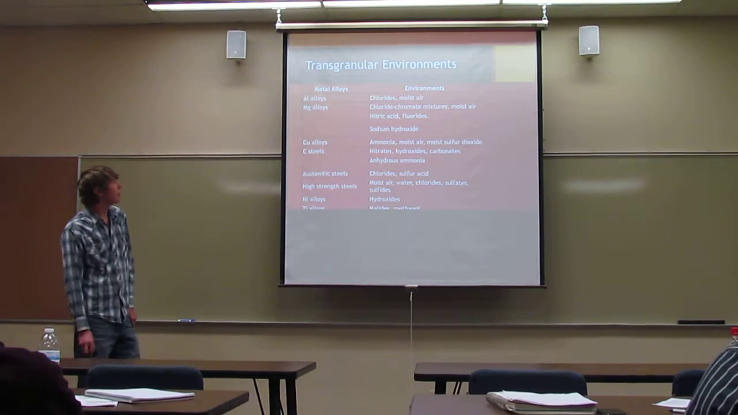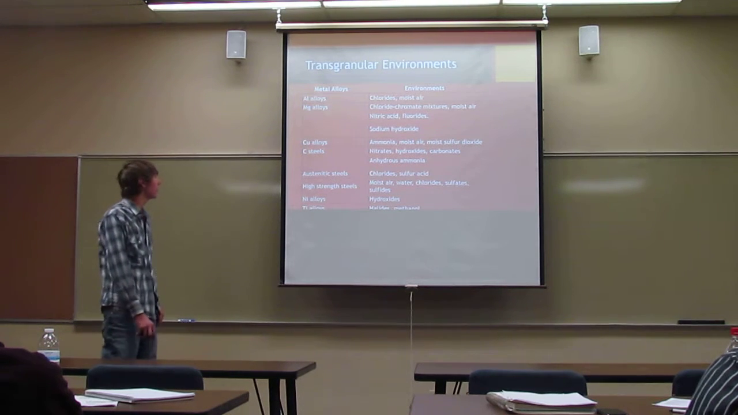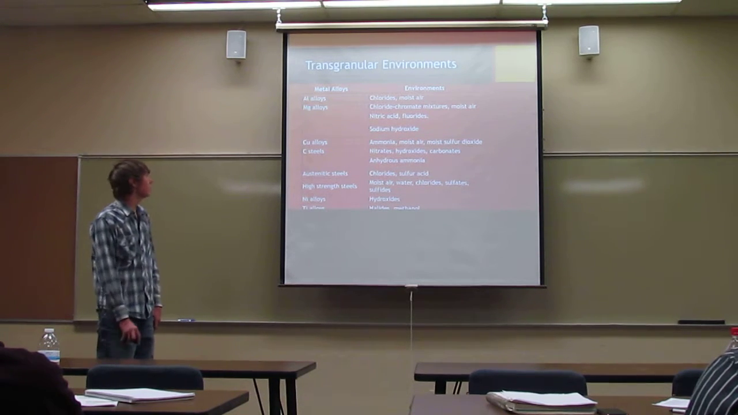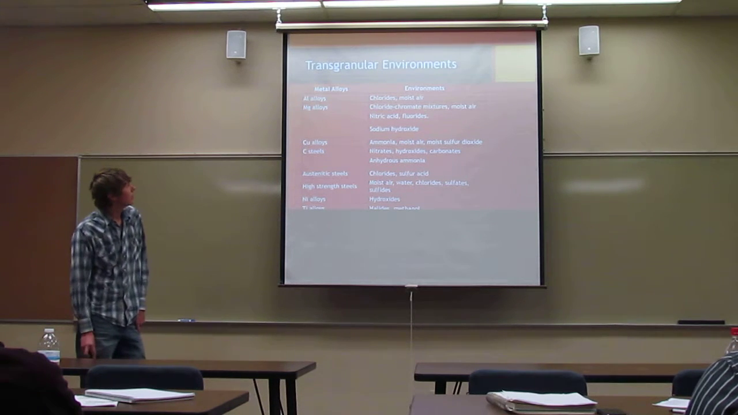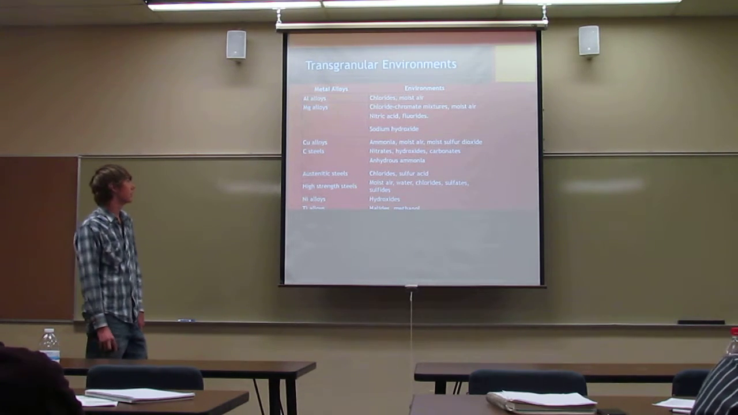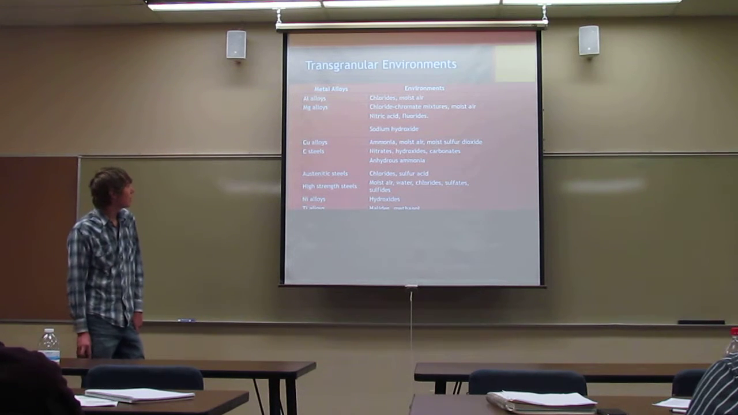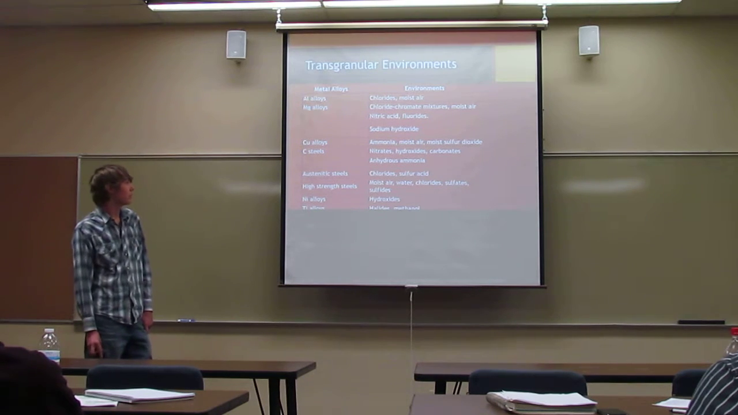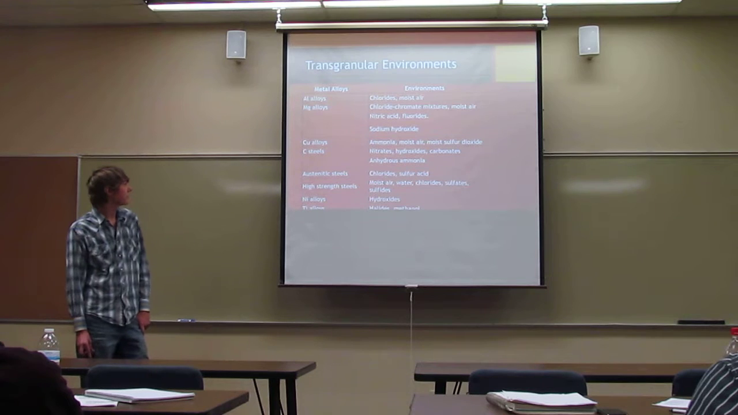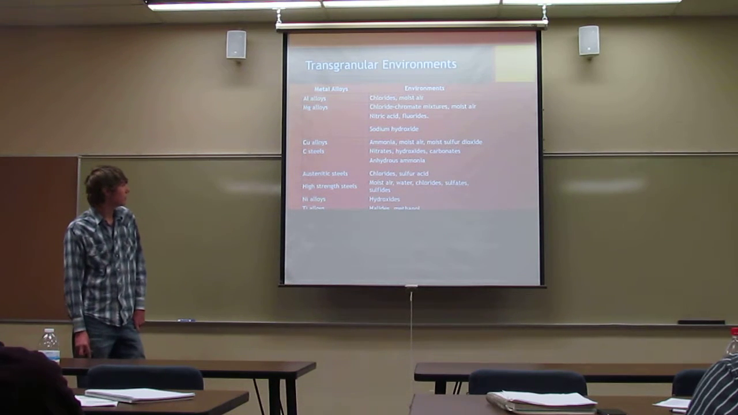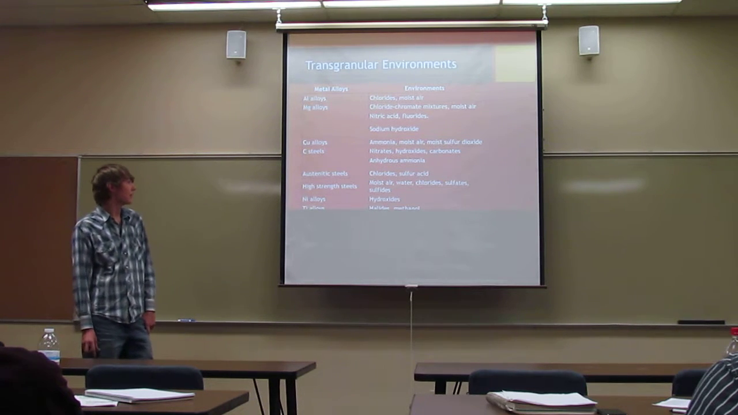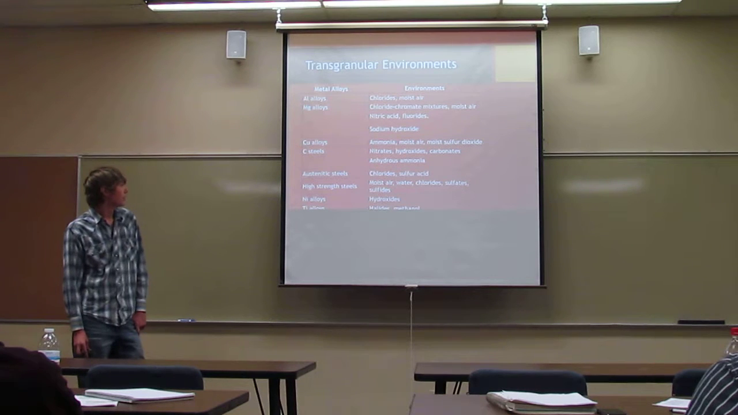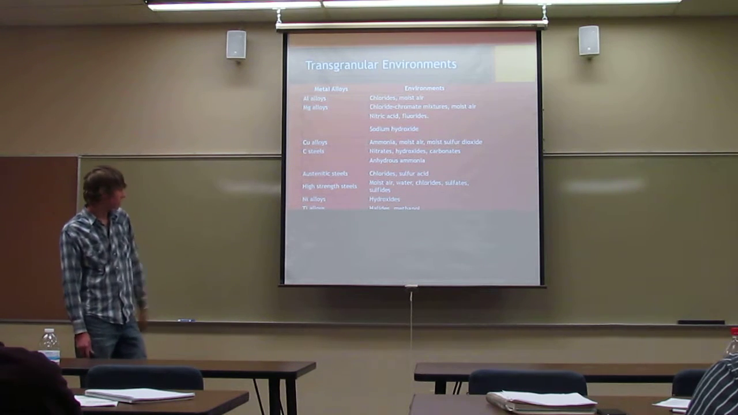Here are some alloys and environments that support these types of alloys. Aluminum alloys: chlorides and moist air increase corrosion. Magnesium alloys: chlorides, moist air, nitric acid, fluorides. Copper alloys: ammonia, moist air, and moist sulfur dioxide. Carbon steels: nitrates, hydroxides, carbonates, and ammonia. And then there are the other ones: nickel, high-strength steels, and tin.